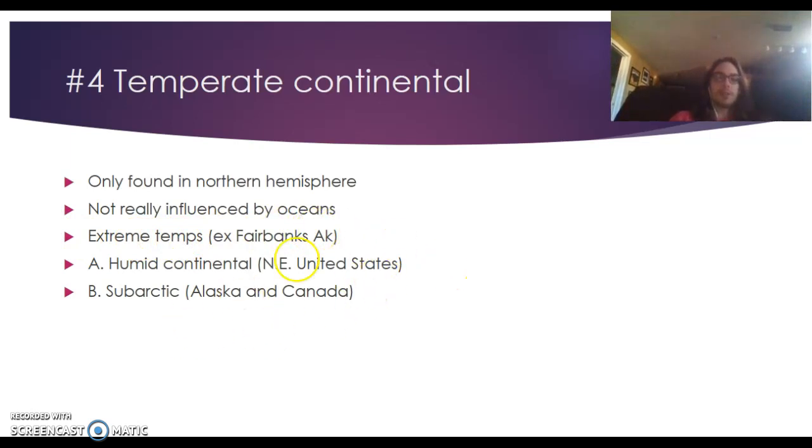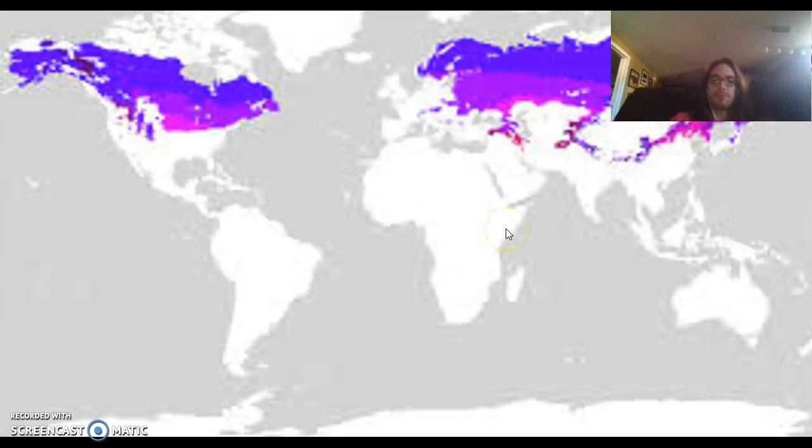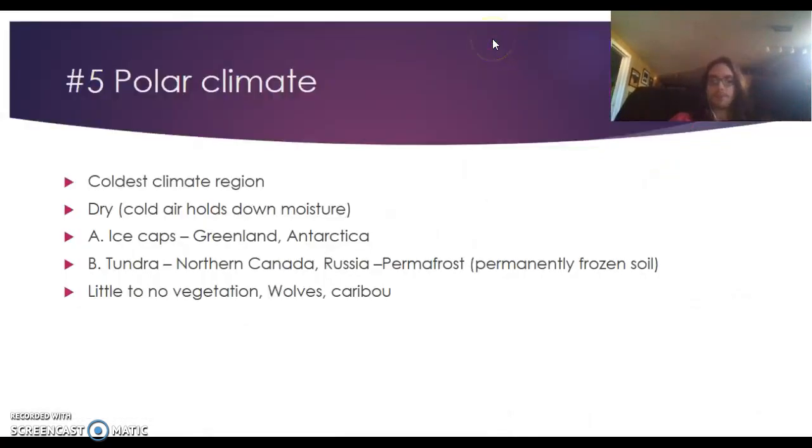And then the two subcategories are going to be humid continental, which is like the whole northeast United States, and then the subarctic, which is like a lot of Alaska and Canada. So here's a map of that. So right in here, we've got those two different subclasses, and then that's temperate continental.